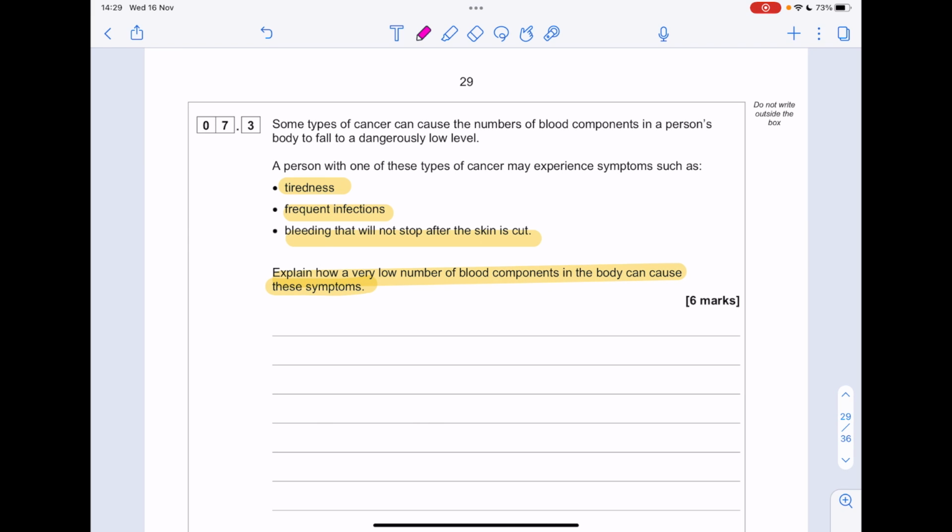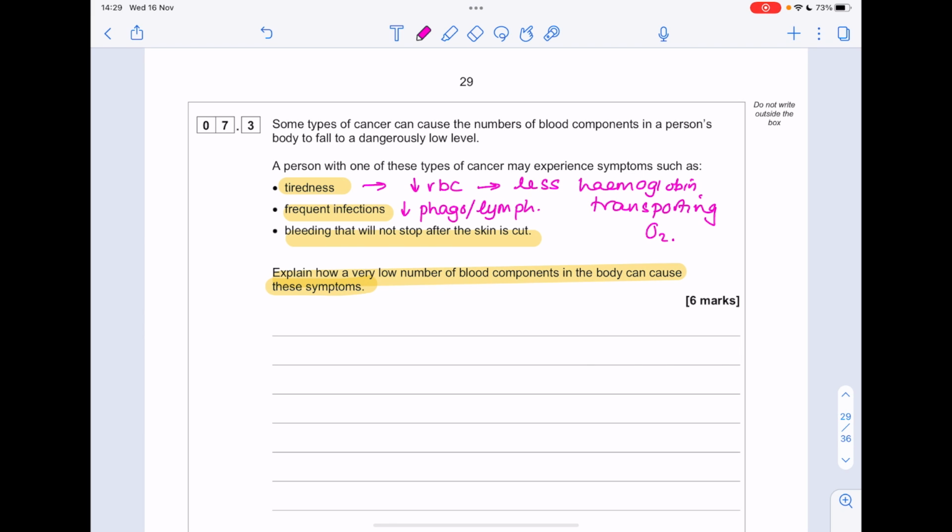Okay, let's talk about them. Tiredness will be because you have fewer red blood cells, meaning that you have less hemoglobin transporting oxygen. You're effectively carrying out less respiration. Frequent infections will be due to decreased phagocytes and lymphocytes. So remember, these are white blood cells to do with fighting pathogens.